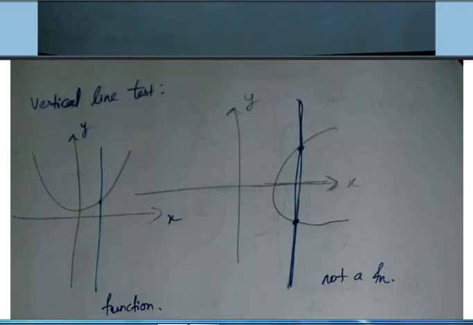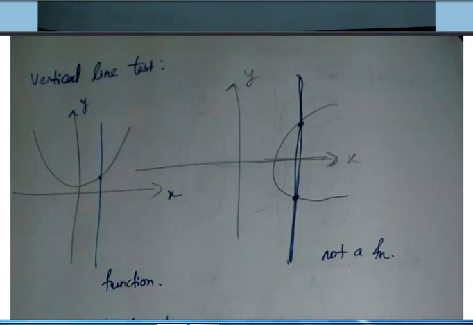Next one: a graph is given in the question. Find whether the graph is a function or not. That is the question. How to find whether it is a function or not? By using the vertical line test. So this is the graph, the pencil drawing is a graph. Using the vertical line test means you draw a vertical line. If the vertical line touches the graph at exactly one point, then we say the given graph is a function.